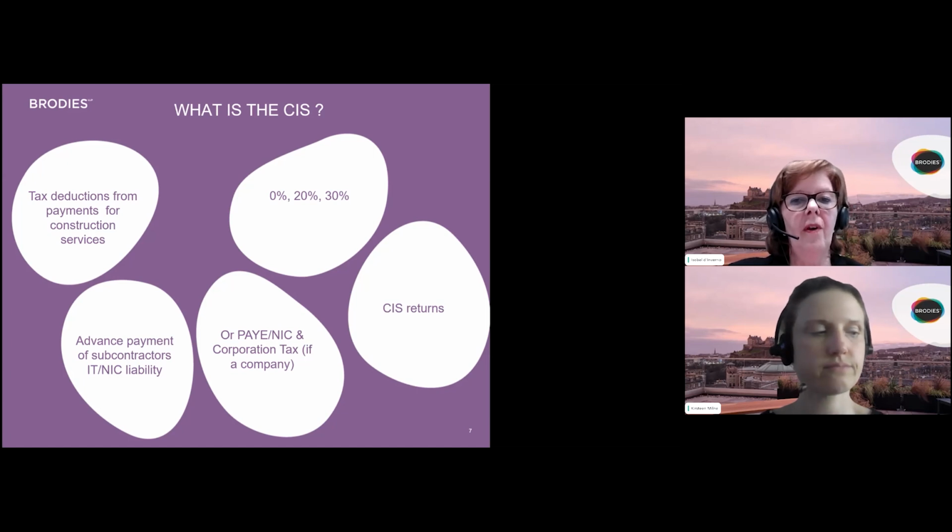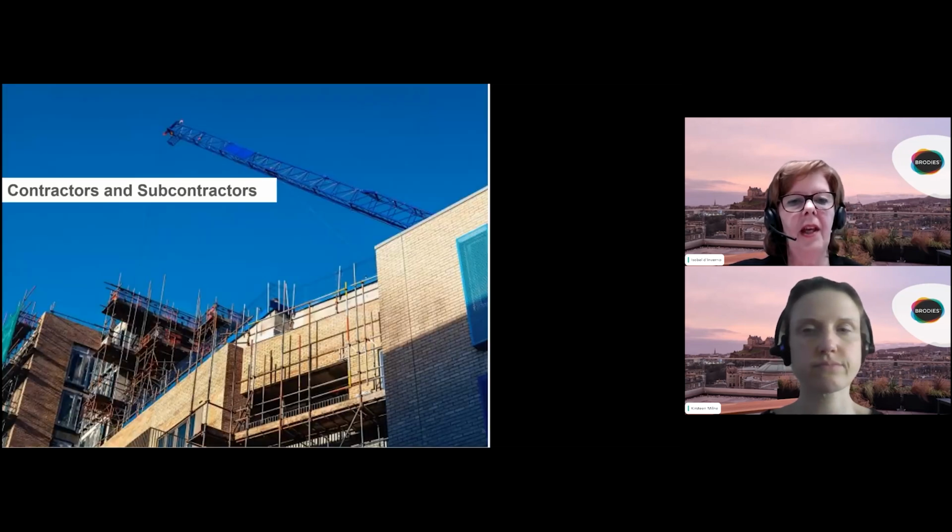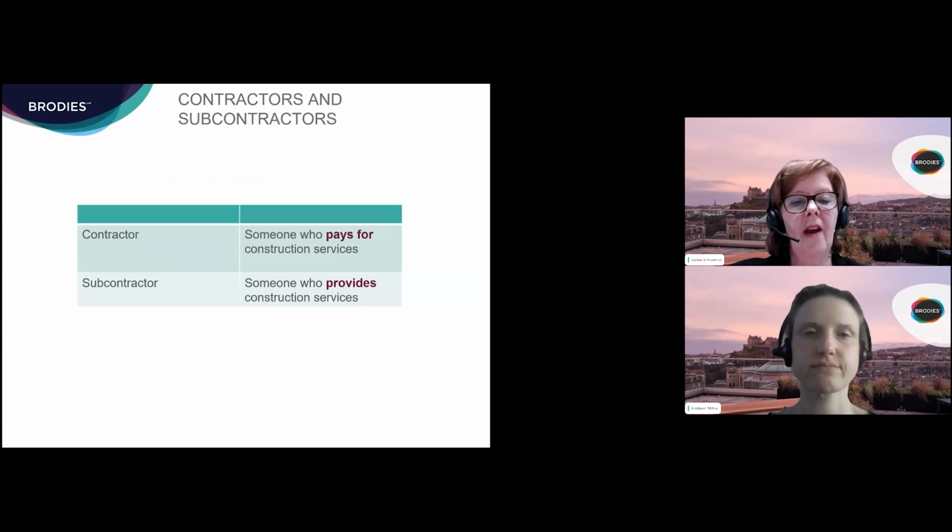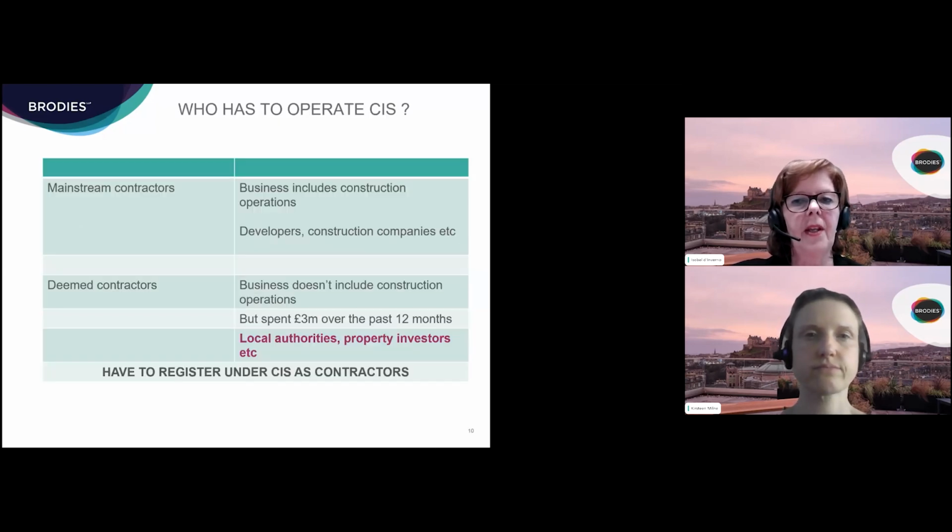So if we move on, one of the big confusing things is the whole contractors and subcontractors, because in the CIS, it's very simple and it doesn't really tie in with the real world at all. The contractor for CIS is someone who pays for construction services, and a subcontractor is someone who provides construction services. So that is how the CIS looks at things. But obviously that doesn't really map over onto the real world at all.